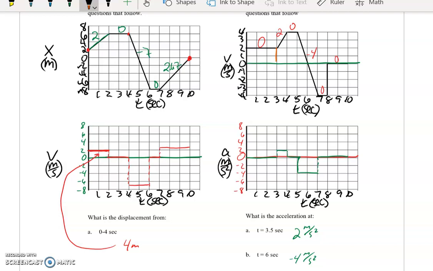So I'm going to break this top shape. Actually, let's go with a rectangle here. That's going to be 2 by 3, so that's 6. We can go with a tall, skinny rectangle. Tall, skinny rectangle is 1 by 4, so that's 4.